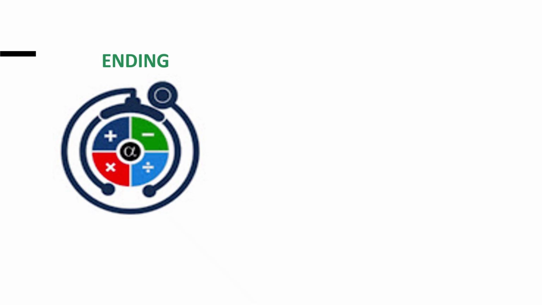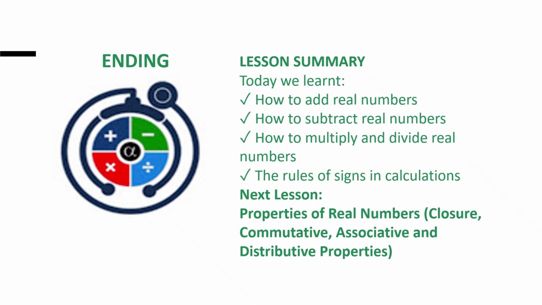This is the end of the lesson. Let's have a summary. Today we learned how to add real numbers, how to subtract real numbers, how to multiply and divide real numbers, and the rule of signs in calculation. The next lesson will be the properties of real numbers: closure, commutativity, associativity, and the distributive property.